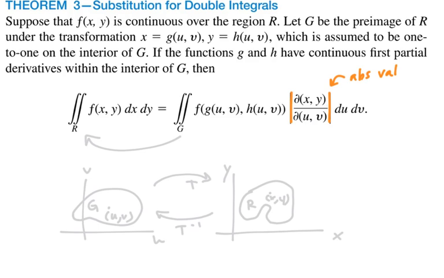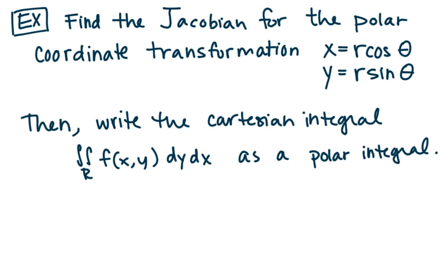So let's do an example where we find the Jacobian for some polar coordinate transformation. We are going to find the Jacobian for this polar coordinate transformation. The transformation is defined by the fact that x is some function of r and theta. We can think about that as u and v. Also, y is a function of r and theta. So once we've done that, we're going to take our Cartesian integral and rewrite it as a polar integral.